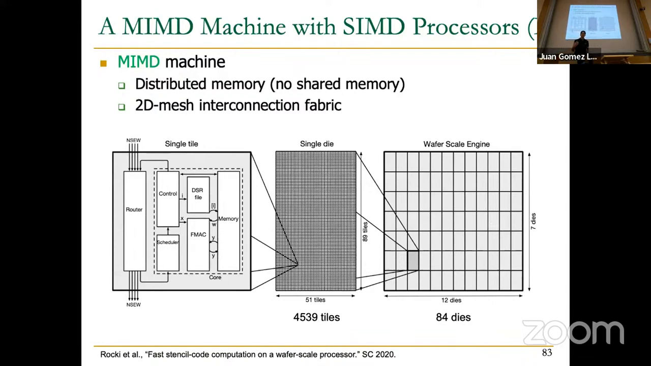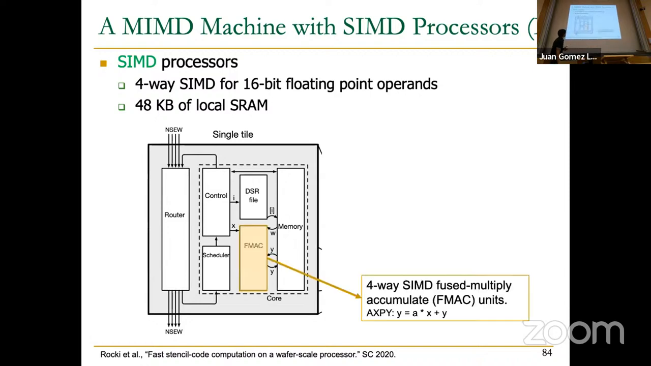And actually this MIMD machine is built by using SIMD processors. So in this slide, you see the wafer scale engine is divided into multiple dies, and each die is divided into multiple tiles, and each tile is something like this. If we take a closer look at the tile, we see that the tile is essentially a SIMD processor. It's a four-way SIMD processor that operates on 16-bit floating point values, performing a fused multiply-accumulate operation, which is a key operation in matrix multiplication or convolution, the basic primitives for artificial intelligence and neural networks.